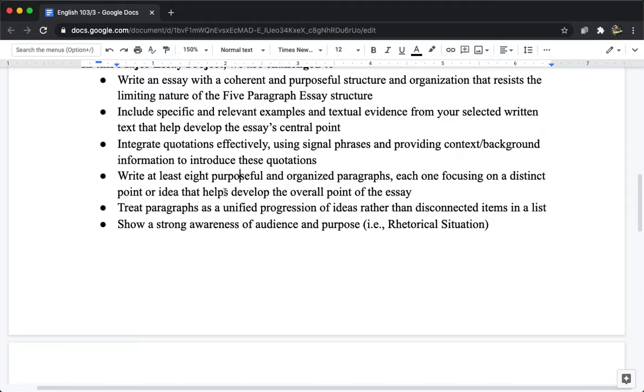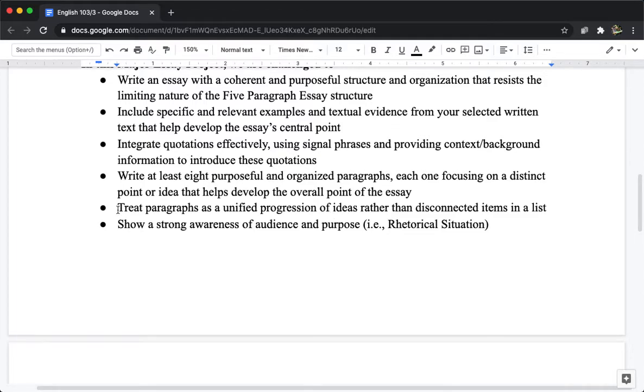But we want to make sure that we have at least 8 purposeful and organized paragraphs, each one having a distinct point or job to do in your essay. So we want to think consciously about that. What is each paragraph doing in your essay?